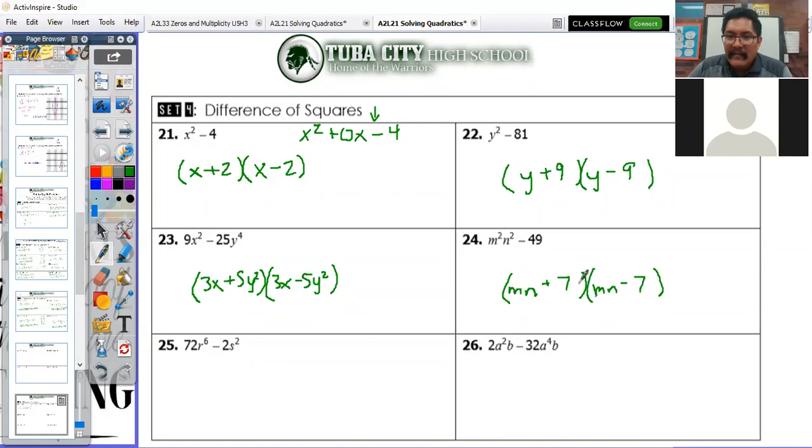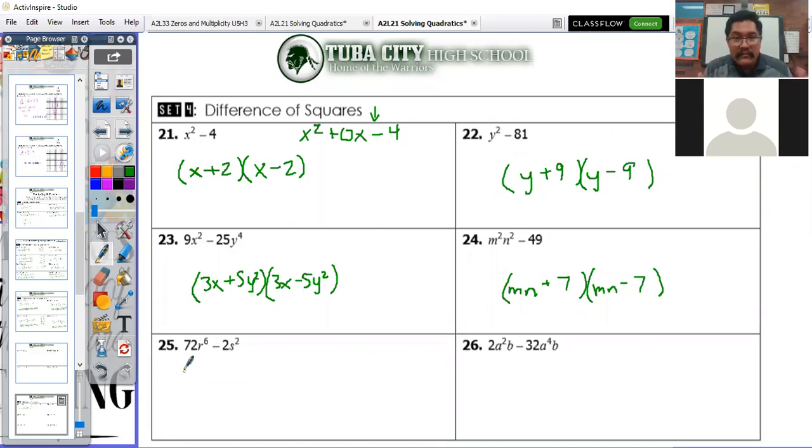So m times m is m squared, n times n is n squared, and 7 times negative 7 is negative 49. And if I try FOILing it out, I would get negative 7mn plus 7mn. That's a tongue twister, a little bit. But they would cancel out anyway. Now you're probably looking at number 25 and being like, but that one's not a square number. 72 is not a square number. 7 times 9 is how you get it.